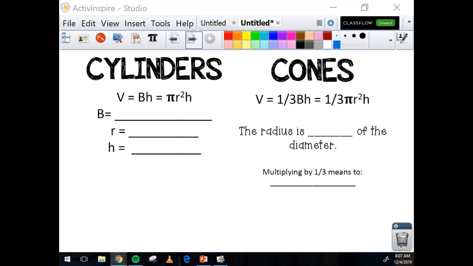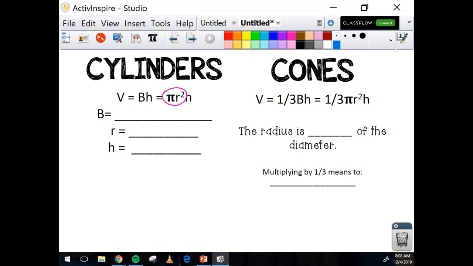Okay, so now this is a video covering cylinders and cones. For cylinders, we're still going to have the same volume formula, except we're going to get more specific with it. So we have volume equals BH, but the B for a cylinder is pi r squared.